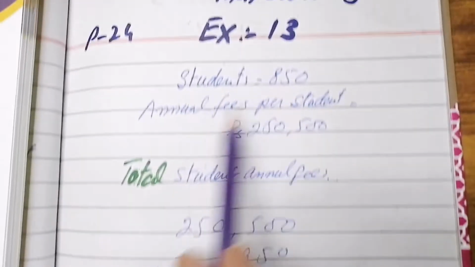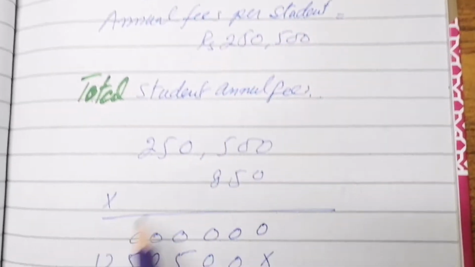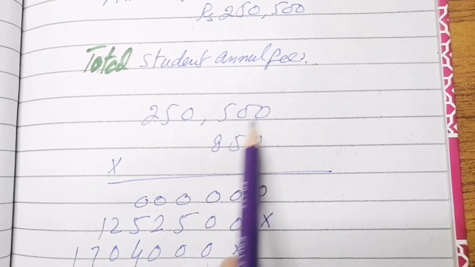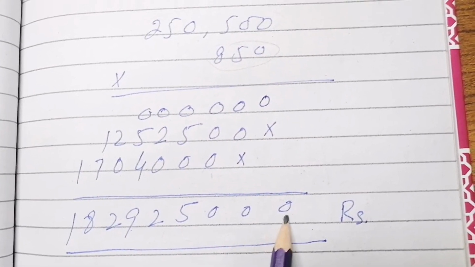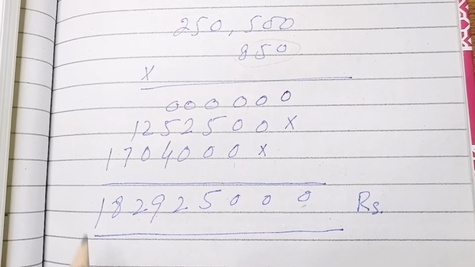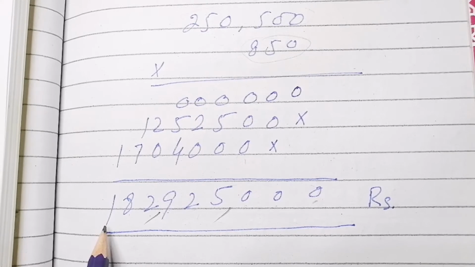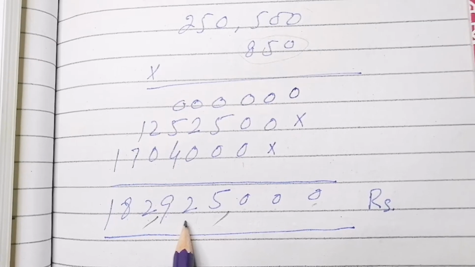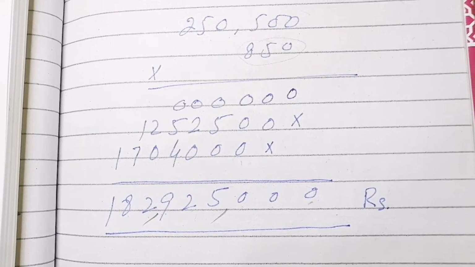So here students 850, annual fees per student 250,500, right? So we simply multiply the annual fee of one student with the total number of students. So we get this number. You know, tens, hundreds, thousands, ten thousands, hundred thousands, million, 10 million, and 100 million. So you can do it like this. So this is like 182 million, right? 92,900 to 25,000 rupees, right?